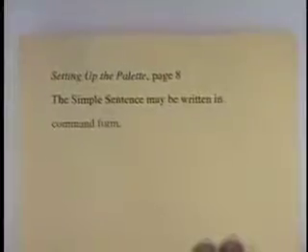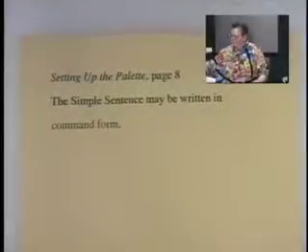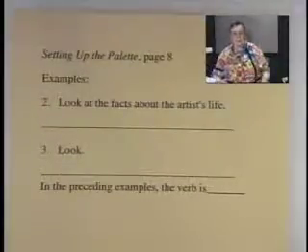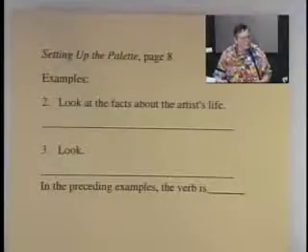Here's another simple sentence variation. Let's look at this one next. This is on page 8 in your book, and this tells you that the simple sentence can be written in command form. So I want you to look at 2 examples. And again, what I'm doing on this review is to see who knows what. Where are the weak spots here? Oh, look at this one, Vince. Look at the facts about the artist's life. Where would you say the verb is?